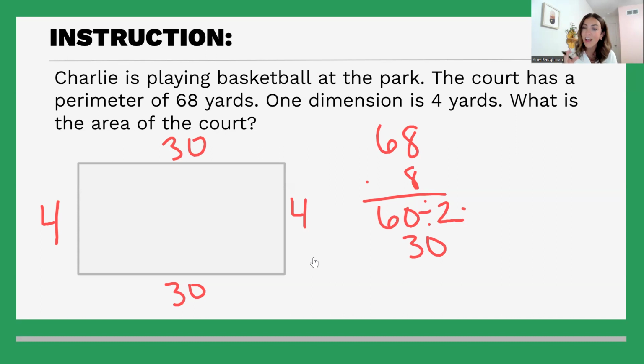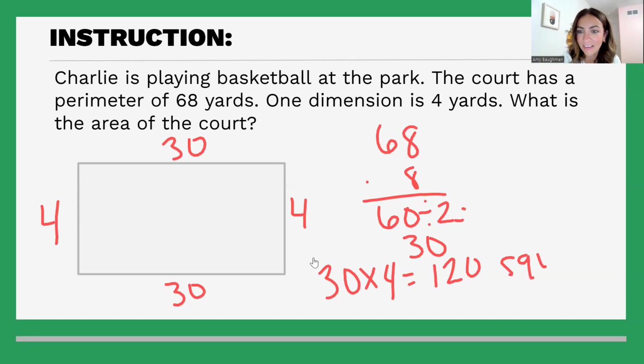Cooper? 30 times 4. Excellent. And let's use our mental math skills, Coop. What is 30 times 4? 120. Good. And the label? Square yards. Excellent.